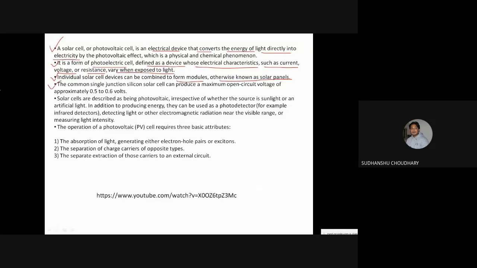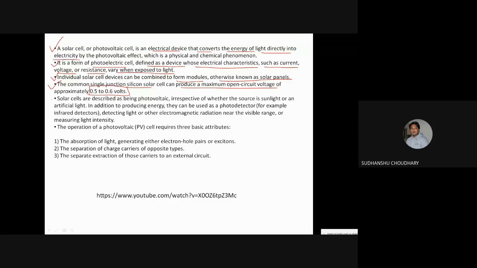Now this point is important, that is a common single junction silicon solar cell. Silicon is a popular material which is used to create solar cells. A common single junction solar cell can produce a maximum open circuit voltage of approximately 0.5 to 0.6 volts. So a single junction silicon solar cell can produce an open circuit voltage of 0.5 to 0.6 volts.